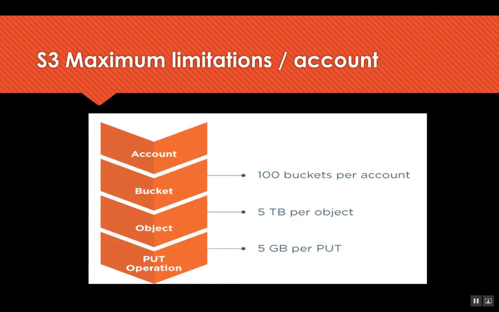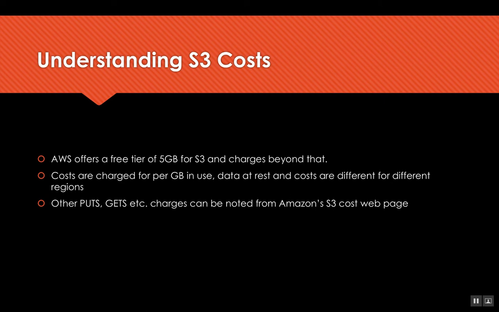Moving ahead, the maximum limitations of an S3 account are 100 buckets per account. You can have up to 5 TB per object and up to 5 GB per put. So, if you have data that is more than 5 GB, then there are methods in which you can divide the file into multiple parts and upload it. But that's again going too deep into things, and I don't want to confuse you at this point in time. So as an overview, just remember that these are the maximum limitations of any account.